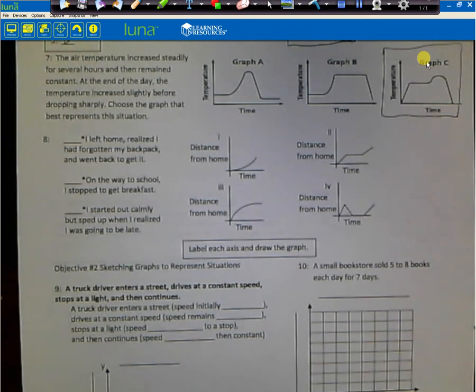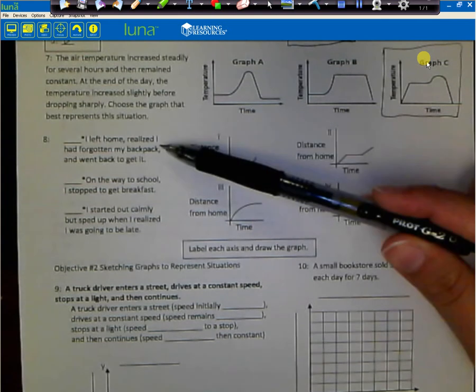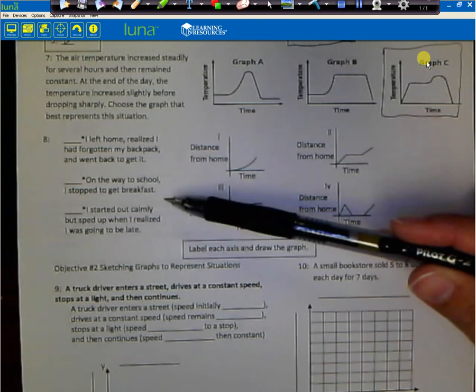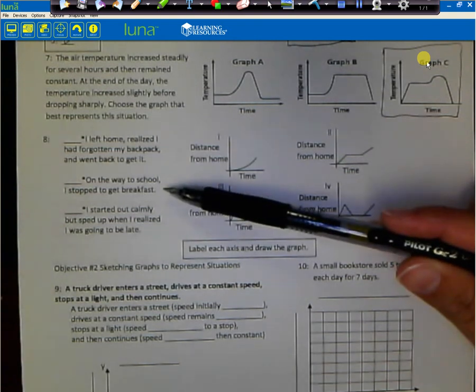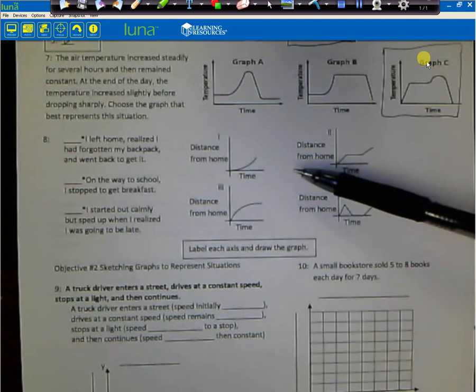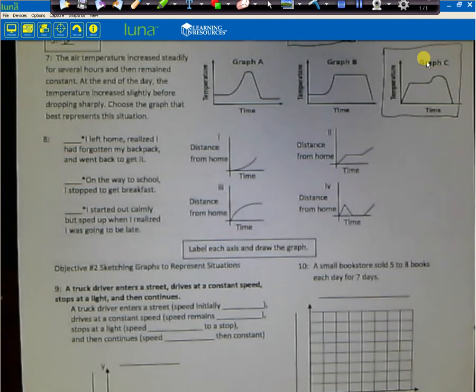all 3 scenarios. The first one up here says, I left home, realized I had forgotten my backpack, and then went back to get it. The middle one says, on the way to school, I stopped to get breakfast. And the third one says, I started out calmly but sped up when I realized I was going to be late. Make sure that you're aware that your dependent variable, so your vertical axis, represents the distance from home. Again, so think about that as distance from home. We're not talking about the speed here. We're talking about the distance from home.